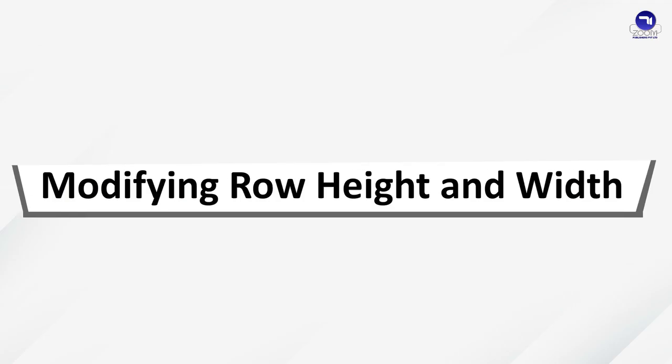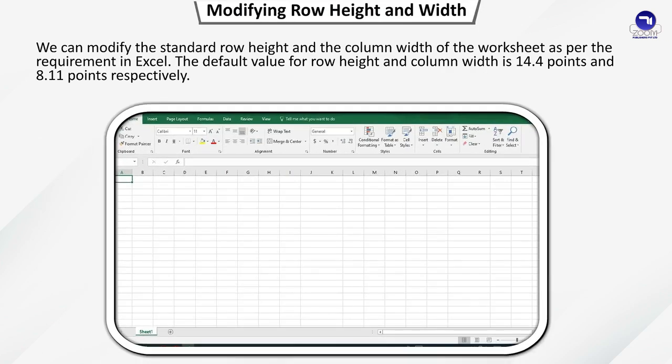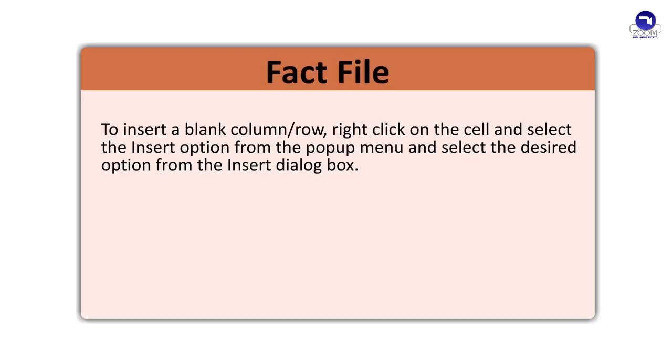Modifying row height and width. We can modify the standard row height and the column width of the worksheet as per the requirement in Excel. The default value for row height and column width is 14.4 points and 8.11 points respectively. Fact file. To insert a blank column or row, right-click on the cell and select the Insert option from the pop-up menu and select the desired option from the Insert dialog box.